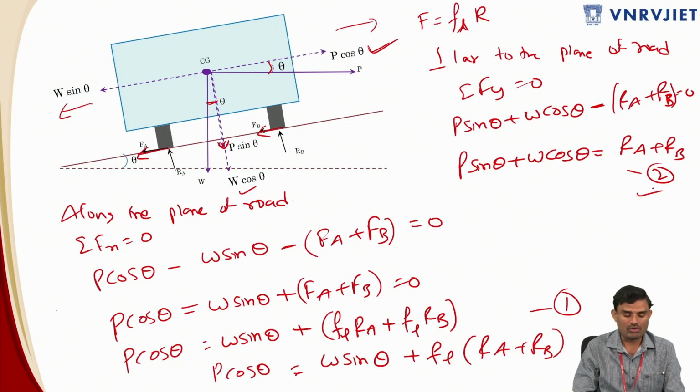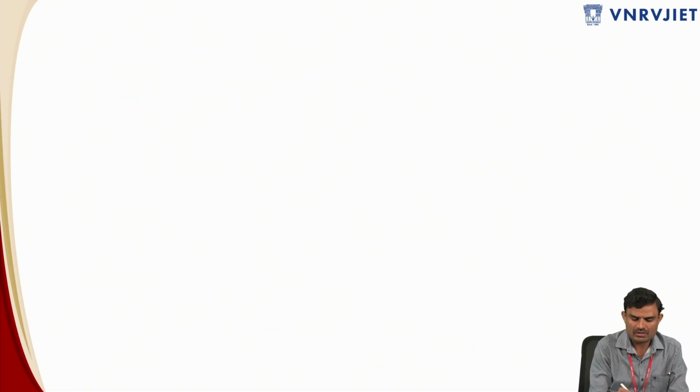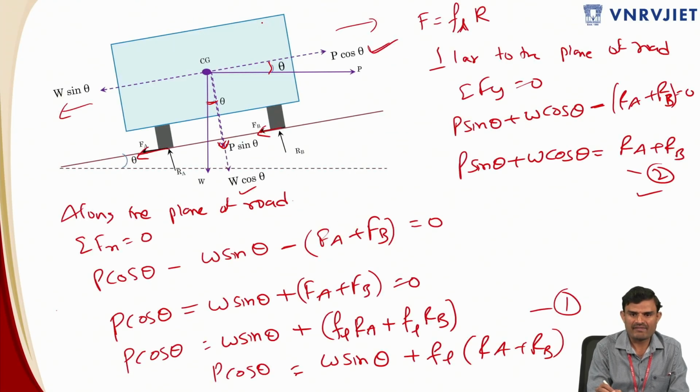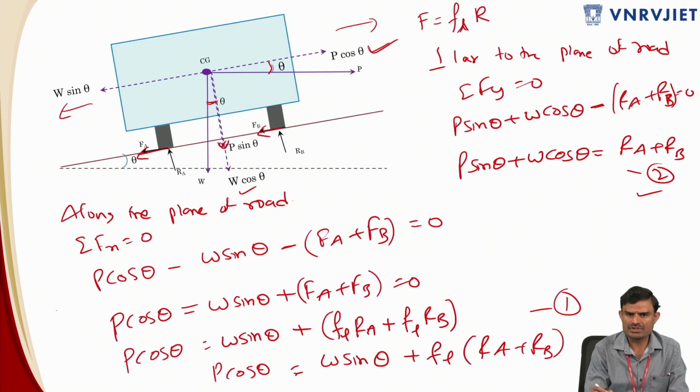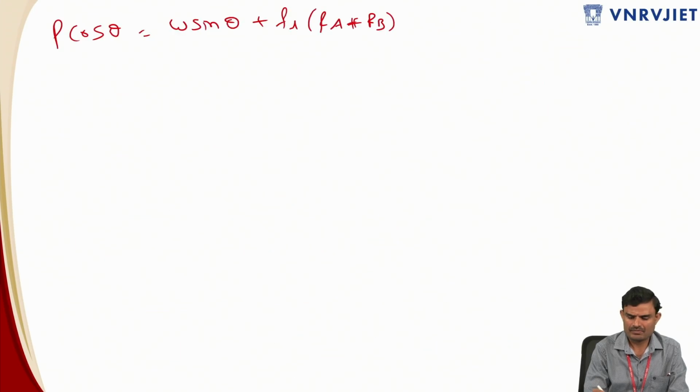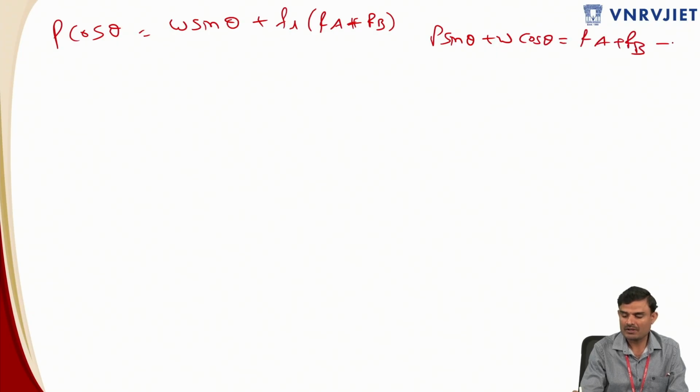And now we have the equation 2 over here. So we have the equation 1, which is P cos theta is equal to W sin theta plus FL into RA plus RB. So that is the equation 1. And similarly, we have the equation 2, which is P sin theta plus W cos theta is equal to RA plus RB. So this is the equation 2.